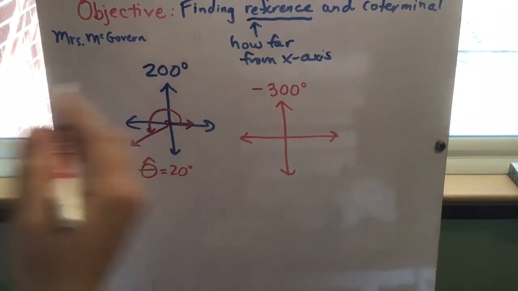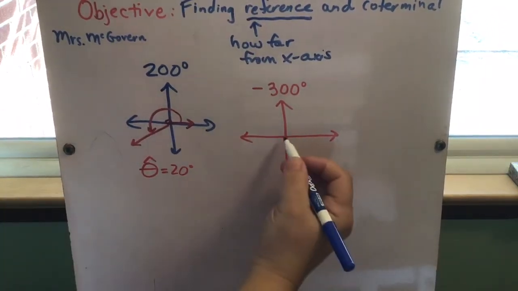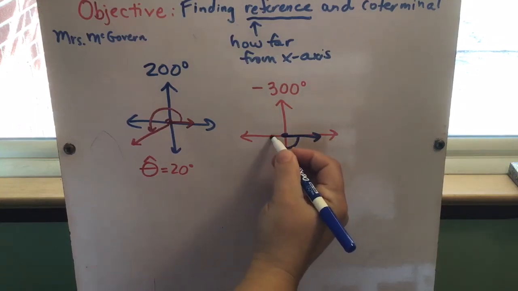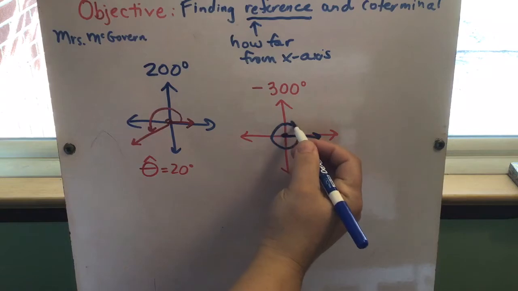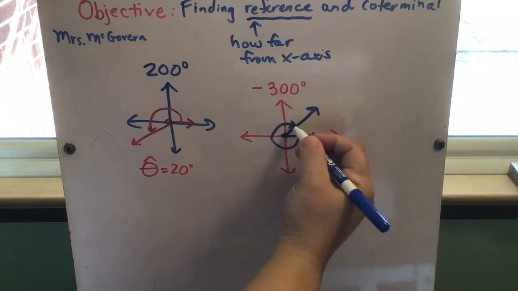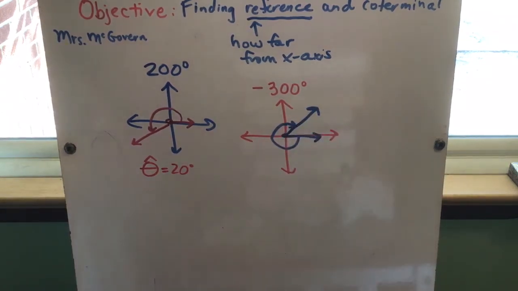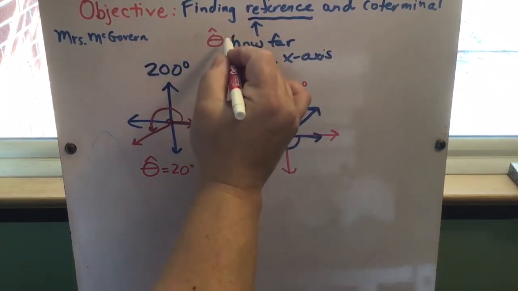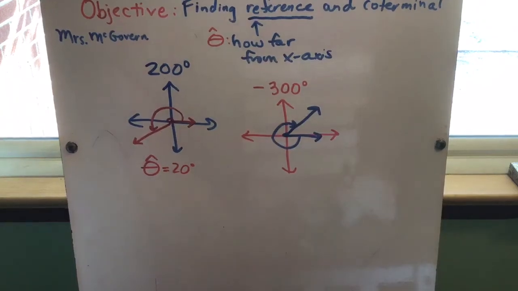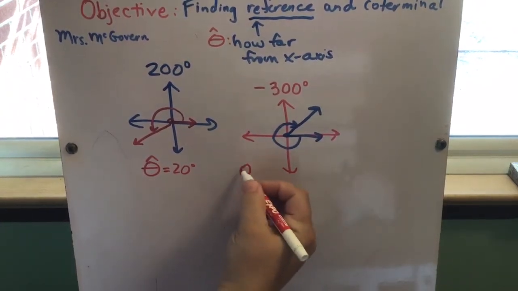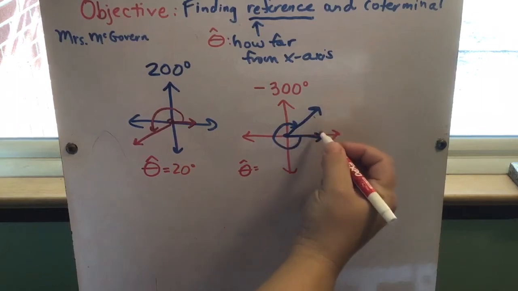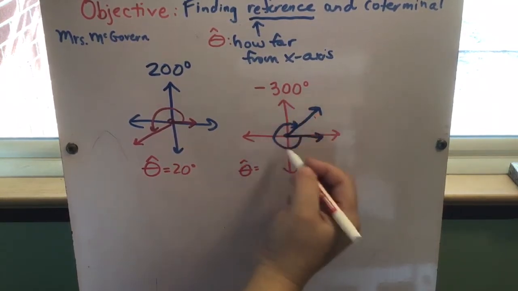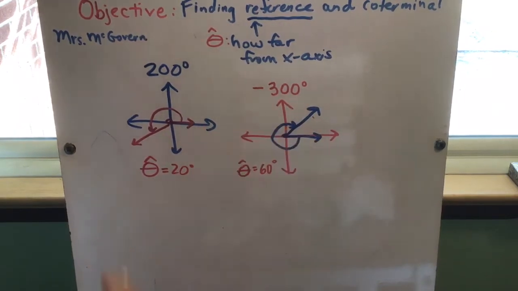As we look at this, and it's a negative angle, from the positive x-axis we're going negative 90, negative 180, negative 270, and 30 more. But that's not how far we are from the x-axis. The reference angle, which I like to denote with the symbol theta with a little caret over it, how far are we from the x-axis? Since a full rotation is 360 and we're looking at negative 300, we still have 60 degrees to go.